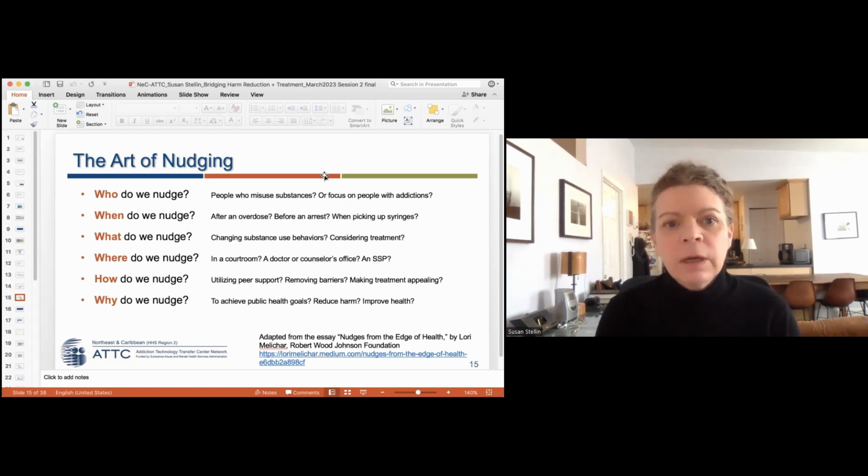There's initiatives that are trying to reach people after an overdose. Sometimes that happens before an arrest, or when picking up syringes or supplies. What is the thing that we're trying to nudge? Is that changing substance use behaviors, or specifically considering treatment? Where's a good place to nudge, or places to nudge? Some things happen in courtrooms, could be in a doctor or counselor's office, a syringe service program.